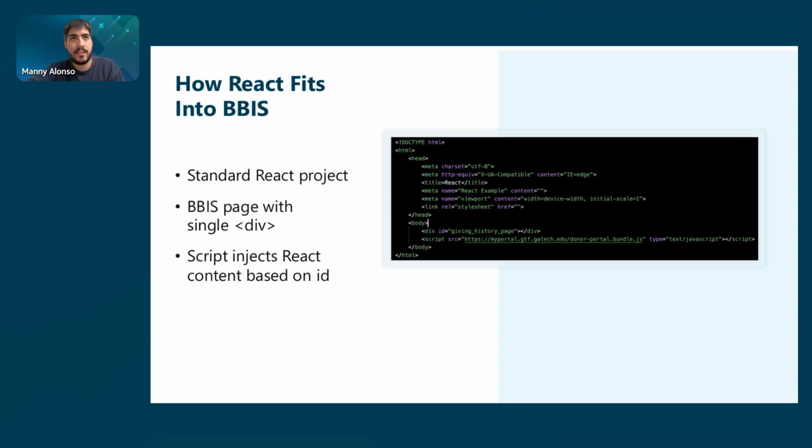In our case, because we still wanted to use postback, we made several BBIS pages, and what we did in the HTML is give a div an ID of the page that we're trying to target. So in this particular example, you'll see ID giving history page. And so the React code just looks for that div with that ID and injects the code that we have for that page in React into that CMS page.